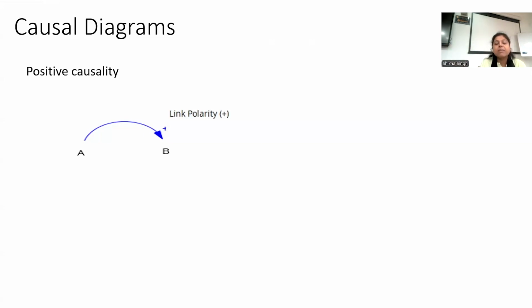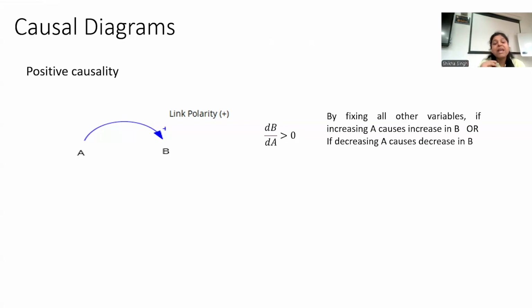With respect to A, B will be showing positive changes, in the same direction as A. If A is increasing, B is also increasing. If A is decreasing, B will also decrease, right? So some researchers express this plus sign with a particular S symbol that shows the similar behavior, or if A increases, similarly B will increase, right?